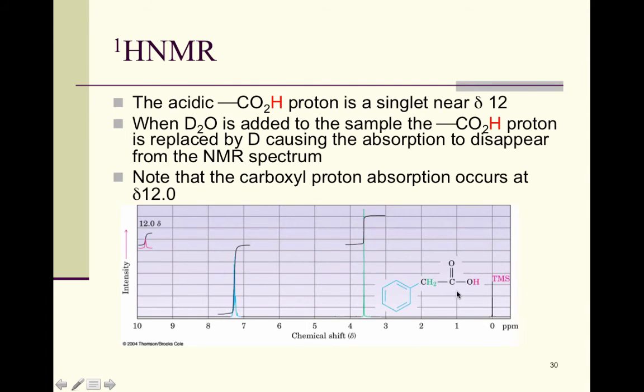Here we have a carboxylic acid at the benzyl position. The H on my carboxylic acid is at 12. The two benzyl hydrogens are about 3.5, and the aromatic hydrogens just above 7.